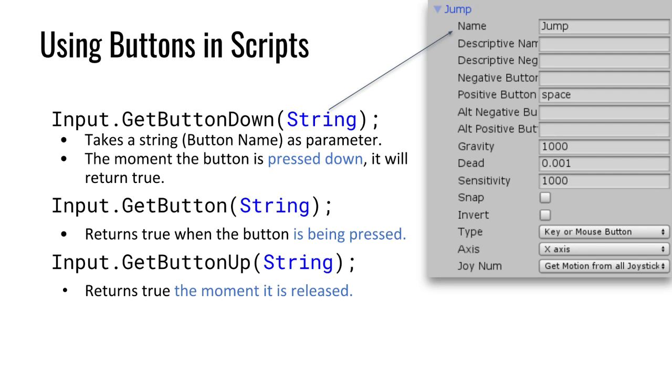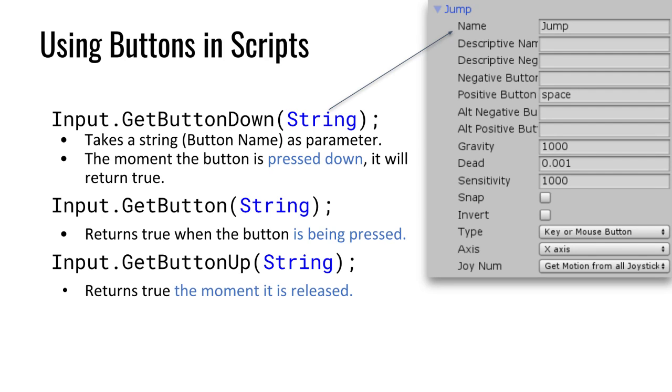So say in your code, if you wanted a certain piece of code to run when a user pressed that button, then you would have if GetButtonDown Jump, and then your curly braces, and inside of those curly braces you would have your code. And so there are slight differences between these three functions. The first one is GetButtonDown. This only returns true for one frame, and that is when the user first pushes it down. So if they hold it down, the code inside of that if statement is only going to run once.